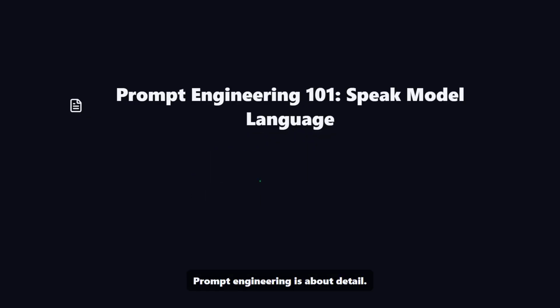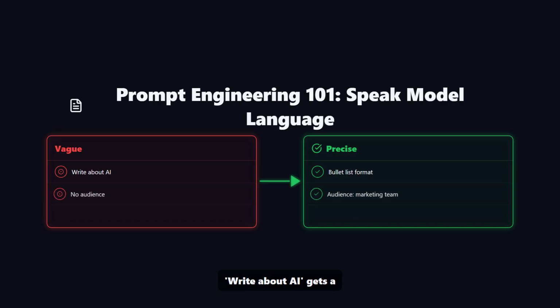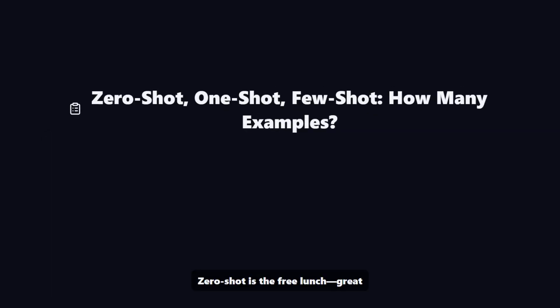Prompt engineering is about detail. "Write about AI" gets a meandering essay. Specify bullet points, audience, and word count, and you get exactly what you asked for. Amazon Lex prompts follow the same rule. Precision always wins. Zero shot is the free lunch, great for everyday tasks.